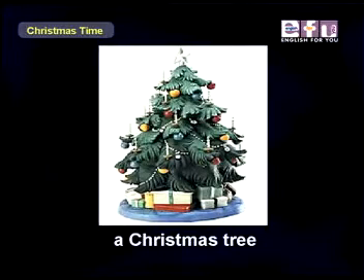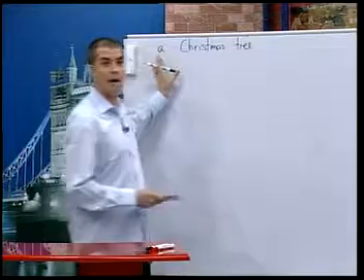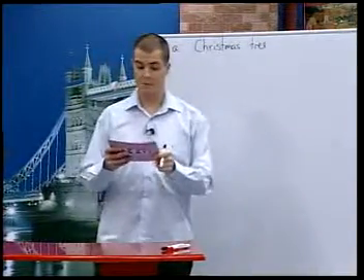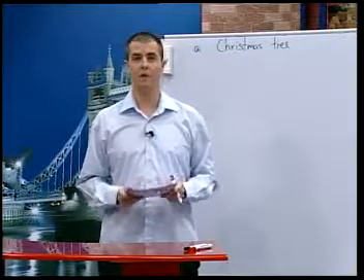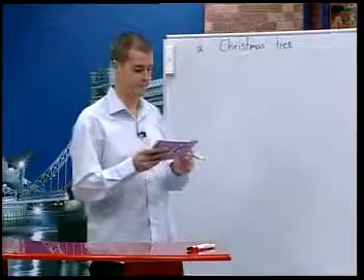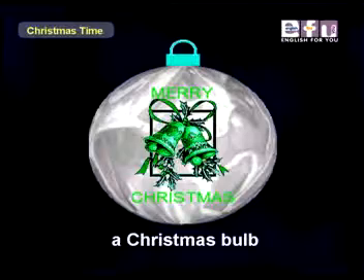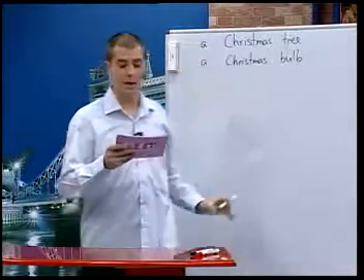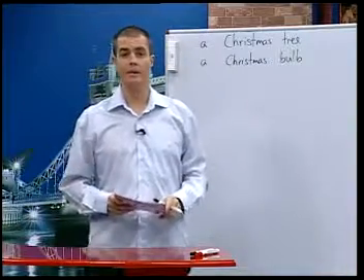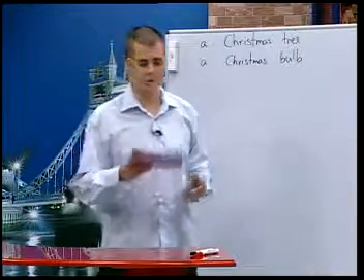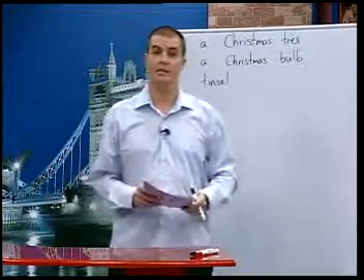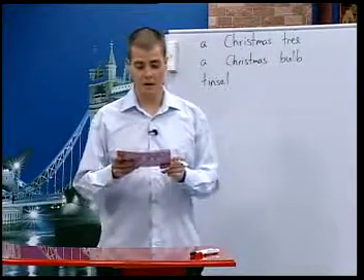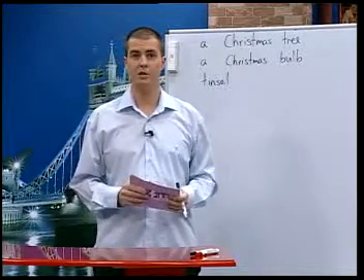A Christmas tree. Well, a Christmas tree is a fir tree, either real or artificial, that you decorate for Christmas. A Christmas bulb. A Christmas bulb is an ornament that people hang on Christmas trees. Tinsel. Tinsel is thin strips of shiny paper used as decorations for Christmas.